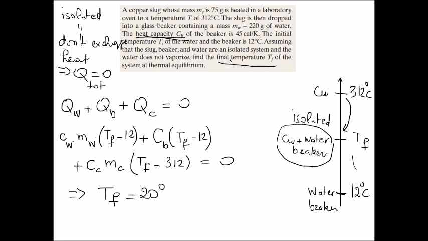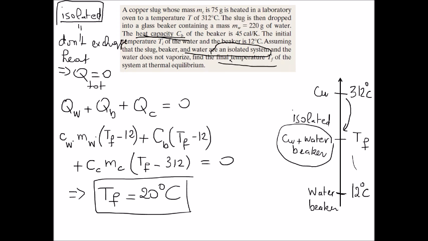20 degrees Celsius. So the key point, the strategy here, is just to assume that your system is isolated, even if this was not written. That's our assumption. We need to assume that the system is isolated. Otherwise, we cannot do anything. The total heat of this system is zero. It doesn't exchange heat with the surroundings.